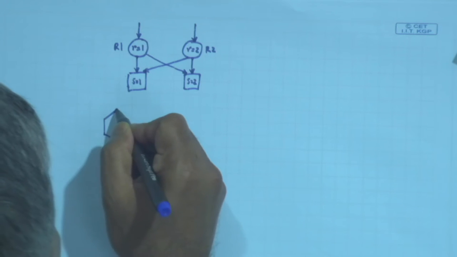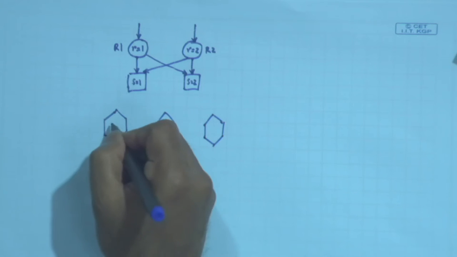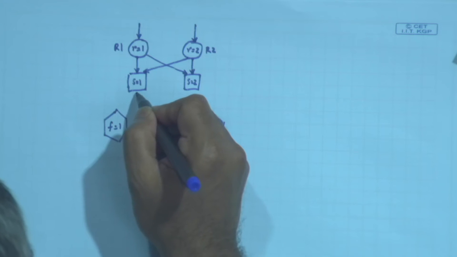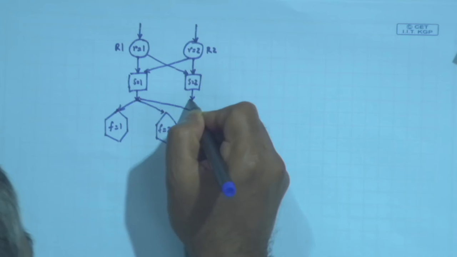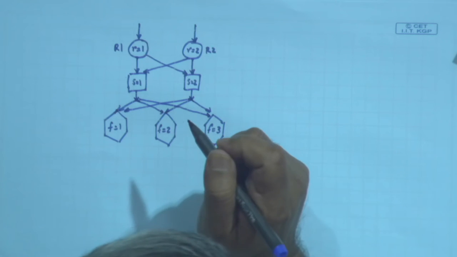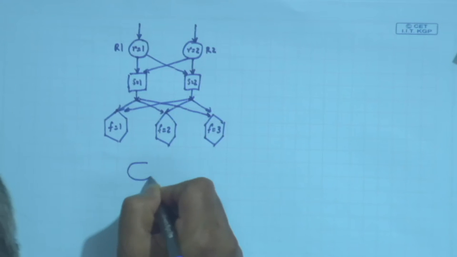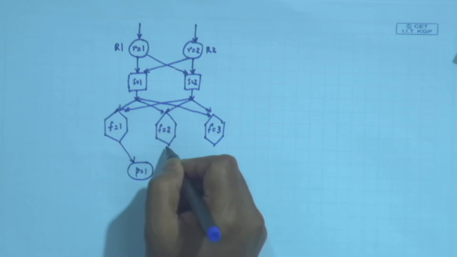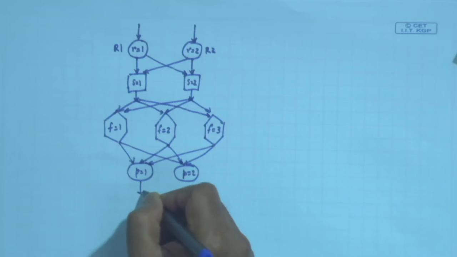So let me put it this way. Let's say there is another thing. I come up with three of them here. Let's call them fabricating plant 1, fabricating plant 2, fabricating plant 3. Now this one comes out and goes to all three of them. This one comes out, goes to all three of them. Then they are shipped to these fabricating plants, which make them into either of two finished products. So now I have some finished products here. Let's call them P equal to 1, P equal to 2. So this one can come from all three places, and this one can come from all three places, and that's how you get something out from this.